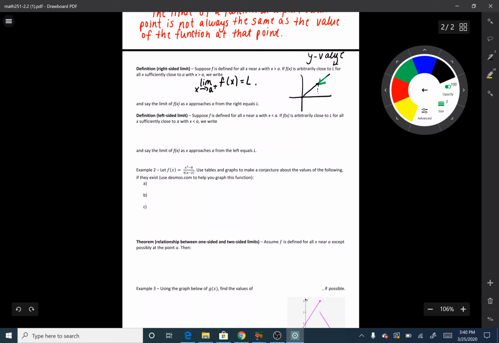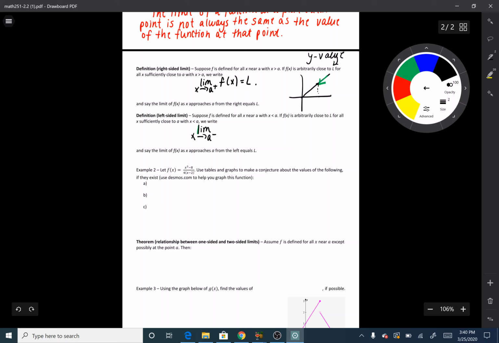And then we also have the analogous left-sided limit. So here we have f is defined for all x near a with x less than a. If f of x is arbitrarily close to L for all x sufficiently close to a with x less than a, then we write the limit as x approaches a from the left, so we put a minus sign there, of f of x is equal to L.